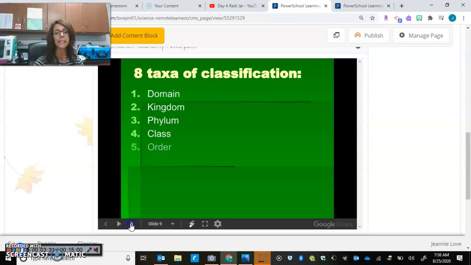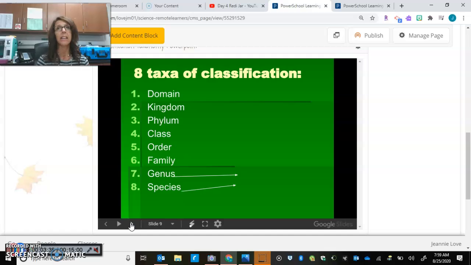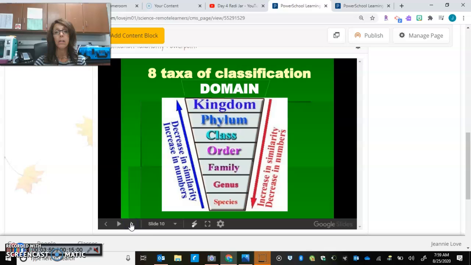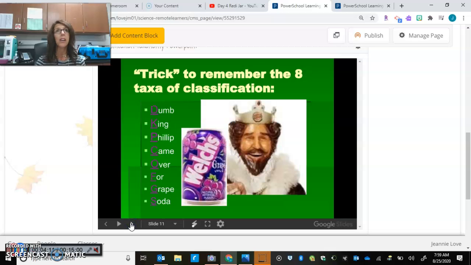So we have 8 levels of classification, and it goes domain, kingdom, phylum, class, order, family, genus, species. Domains are really big, species are really small. If you look at the red arrow going down, it increases in similarity as you go down the column. As you go up the column, it decreases in similarity. A good way to remember this is: dumb King Philip came over for grape soda. Domain, kingdom, phylum, class, order, family, genus, species.